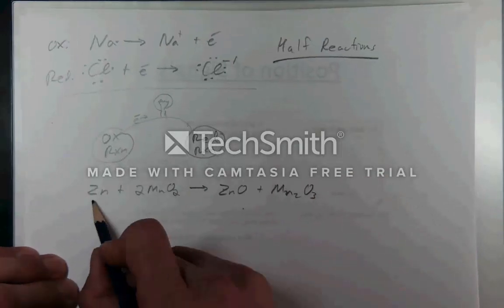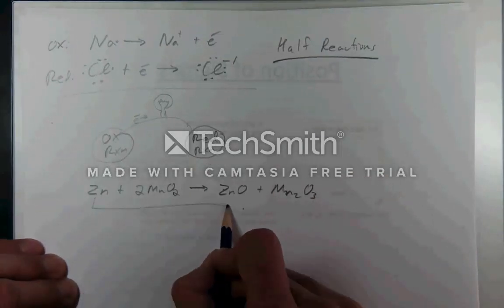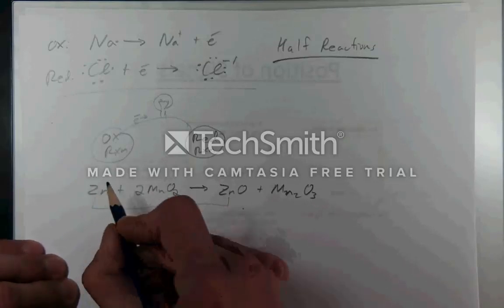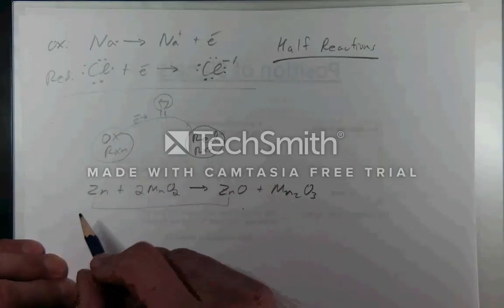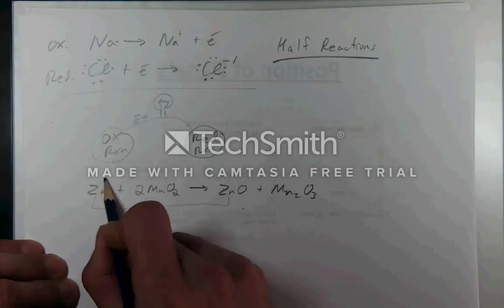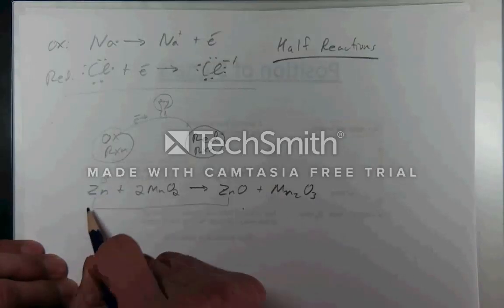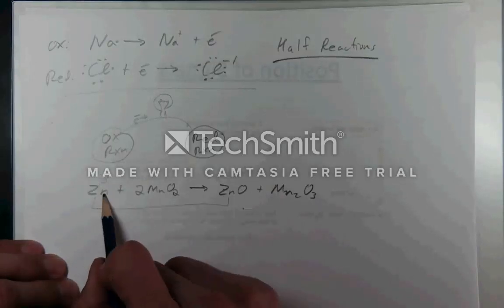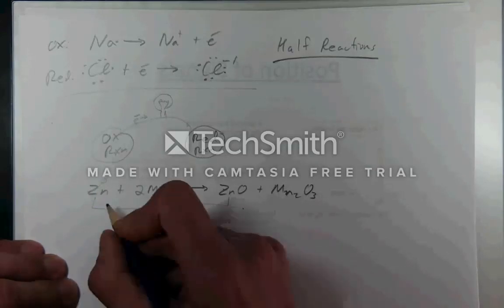Alright, so what's happening here? Zinc is getting oxidized. How do you know? Well, first off, how do you know it's a redox reaction? We have elemental zinc. It's a free uncombined element. Any reaction that has a free uncombined element must be redox. So zinc is gaining oxygen. It's been oxidized.